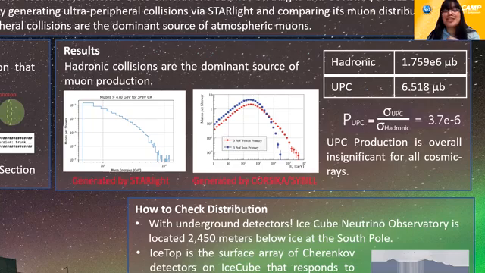And it turns out that the cross-section for the ultra-peripheral collisions is significantly smaller than the hadronic cross-section. This means that hadronic collisions are the dominant source of muon production, and UPC production is overall insignificant for all cosmic rays. And we're making that claim because in these simulations, we used iron nuclei for the initial cosmic ray, which are known to be the heaviest cosmic ray possible from past data.